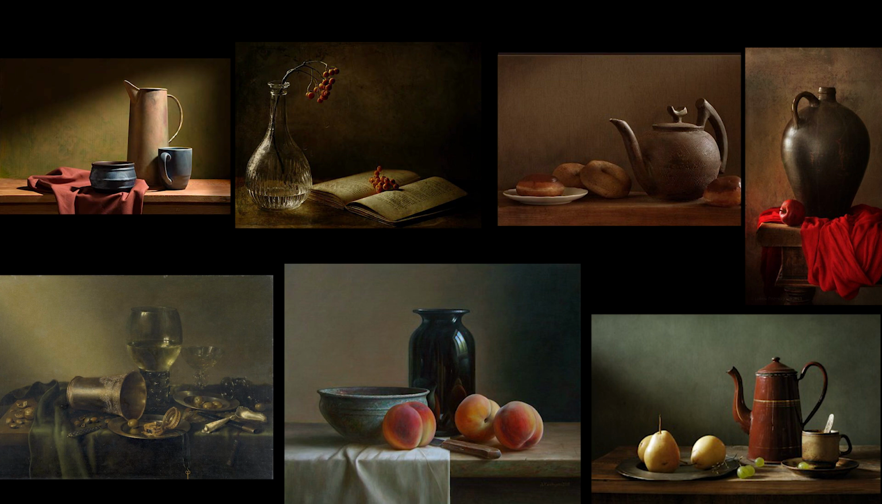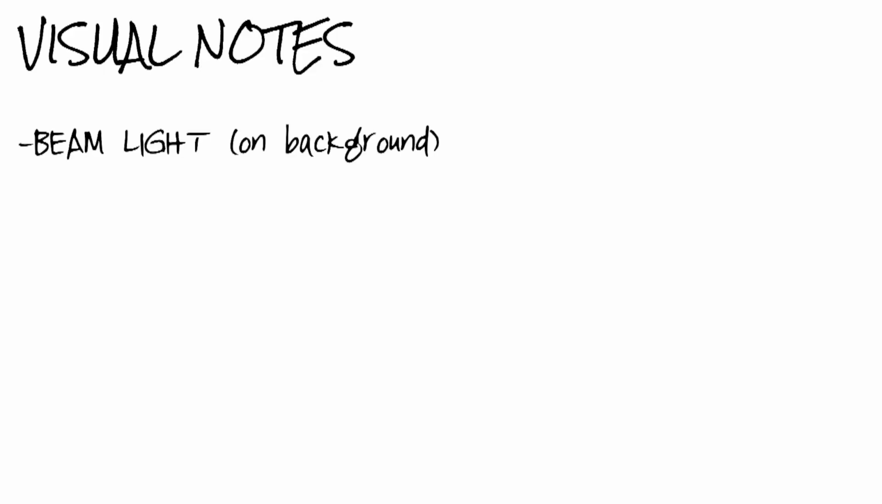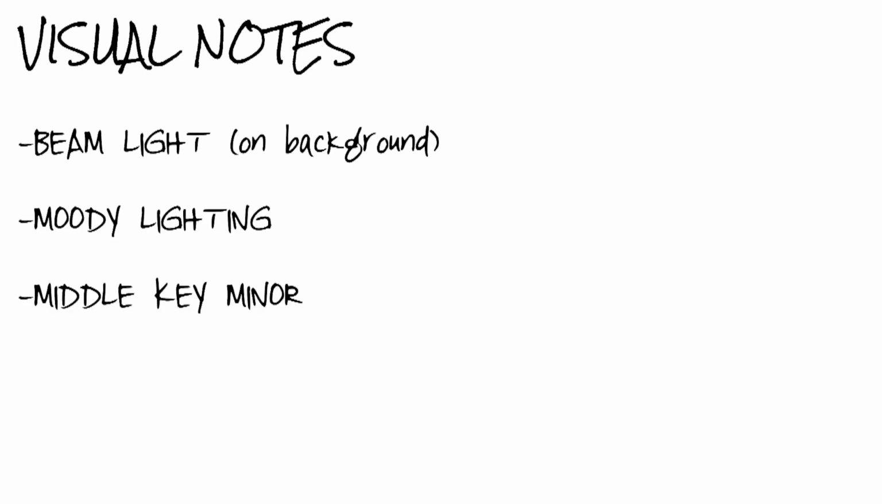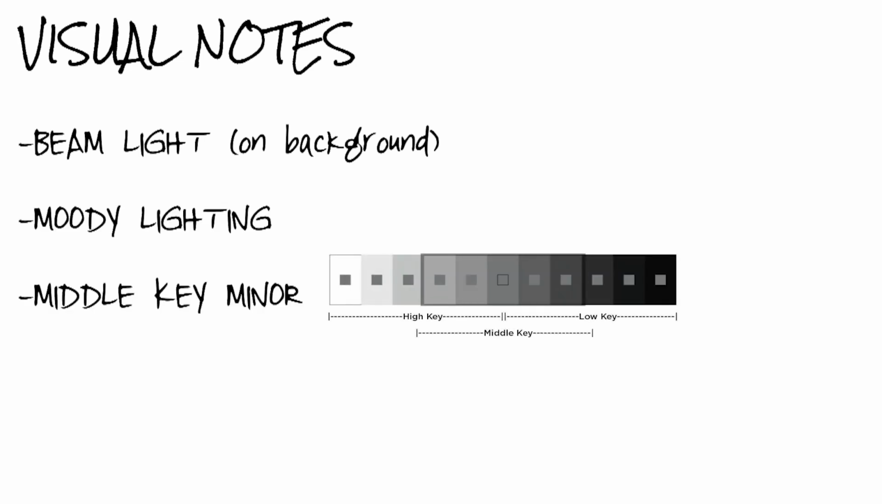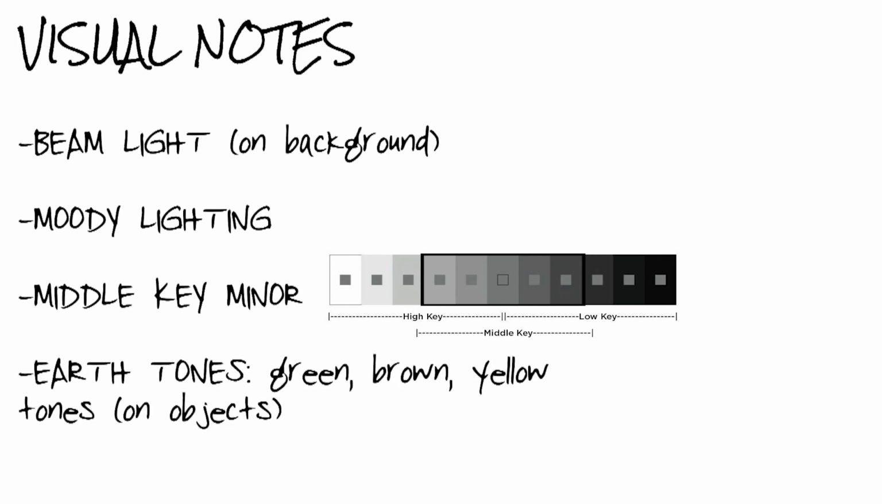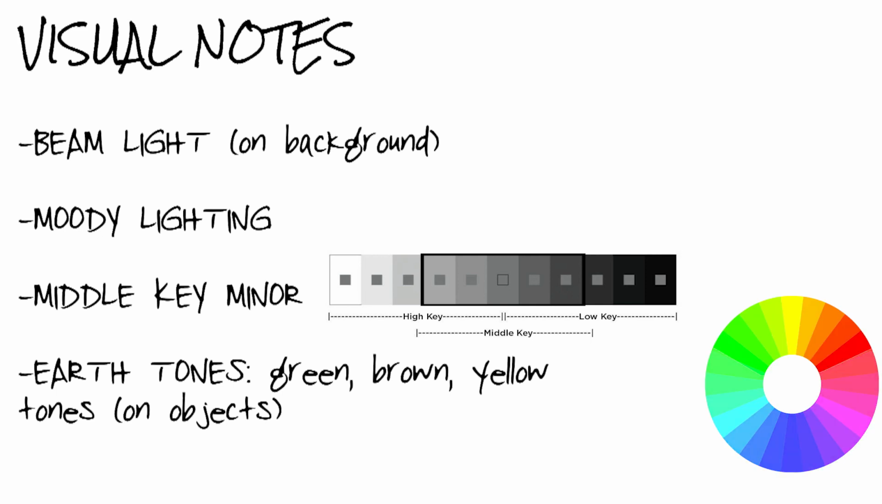So these are my references, and basically what I wanted was a beam light on the background wall, moody lighting, middle key minor, that means low light with some highlights, and earth tones: green, brown, yellow tones for the objects. I wanted the objects to be in this color scheme.